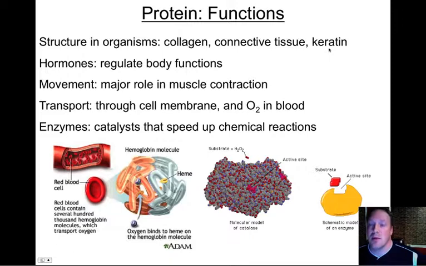Keratin is a really key protein in your body structure. See this stuff right here, this hair? I know I don't have much of it right in this region here. And my fingernails? That's called keratin.